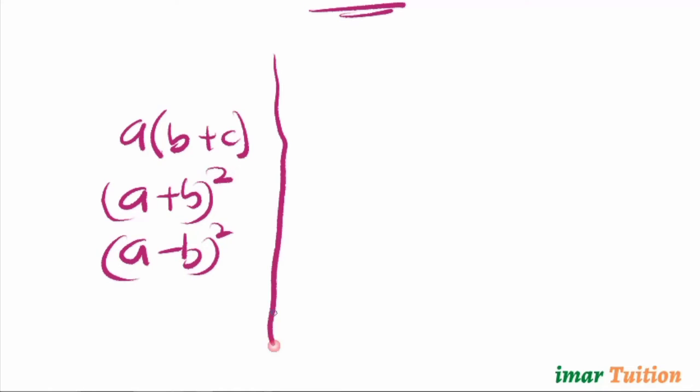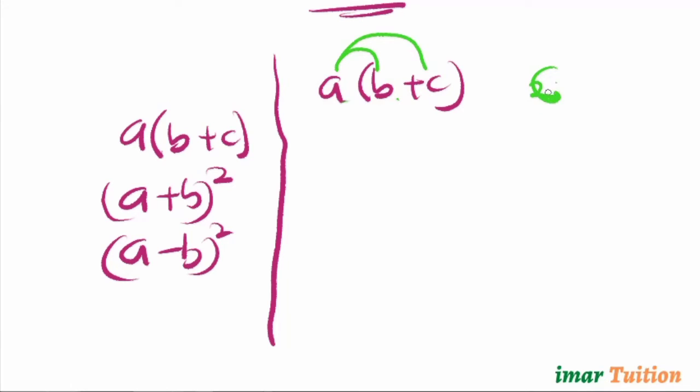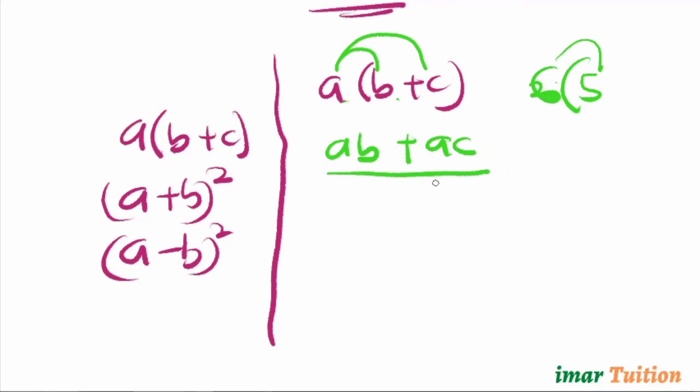For the first one, if we want to expand a bracket b plus c, just like I said in our practical example, a will multiply b plus a will multiply c. A plus b is like saying 6 times 5. That gives you ab plus a times c gives you ac. That's that.